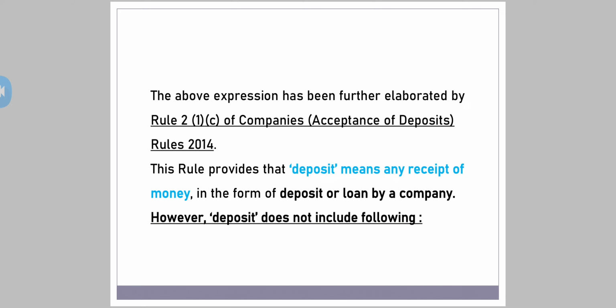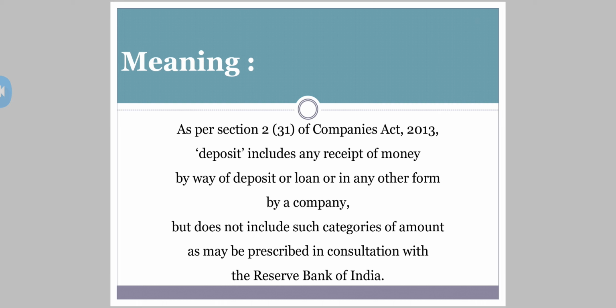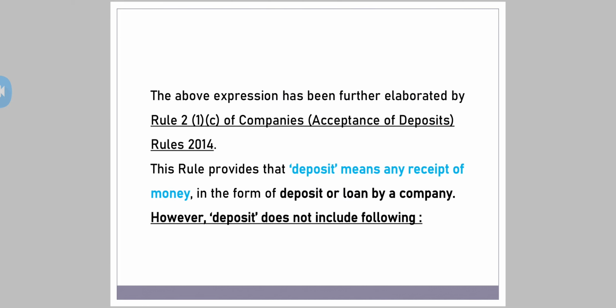Now see, the above definition has been further elaborated by Rule 2(1)(c) of the Companies (Acceptance of Deposits) Rules 2014. These categories are defined in this rule too. This rule provides that deposit means any receipt of money in the form of deposit or loan by the company. However, deposit does not include the following. There are certain acceptances of money which are not termed as deposit, which we are going to see further.